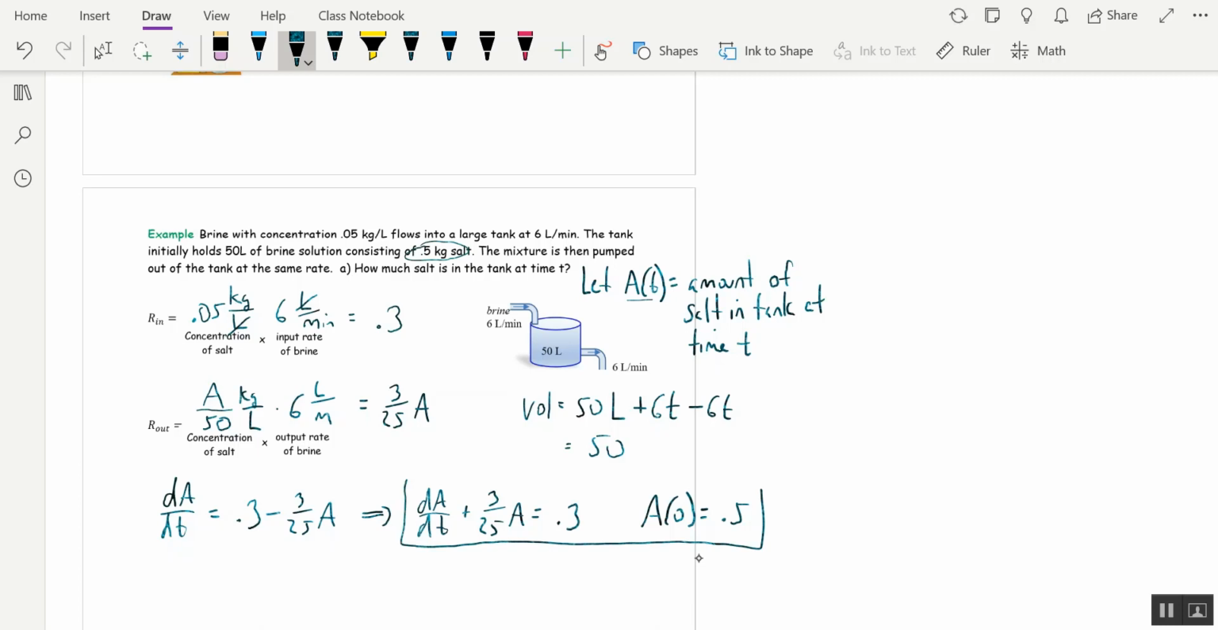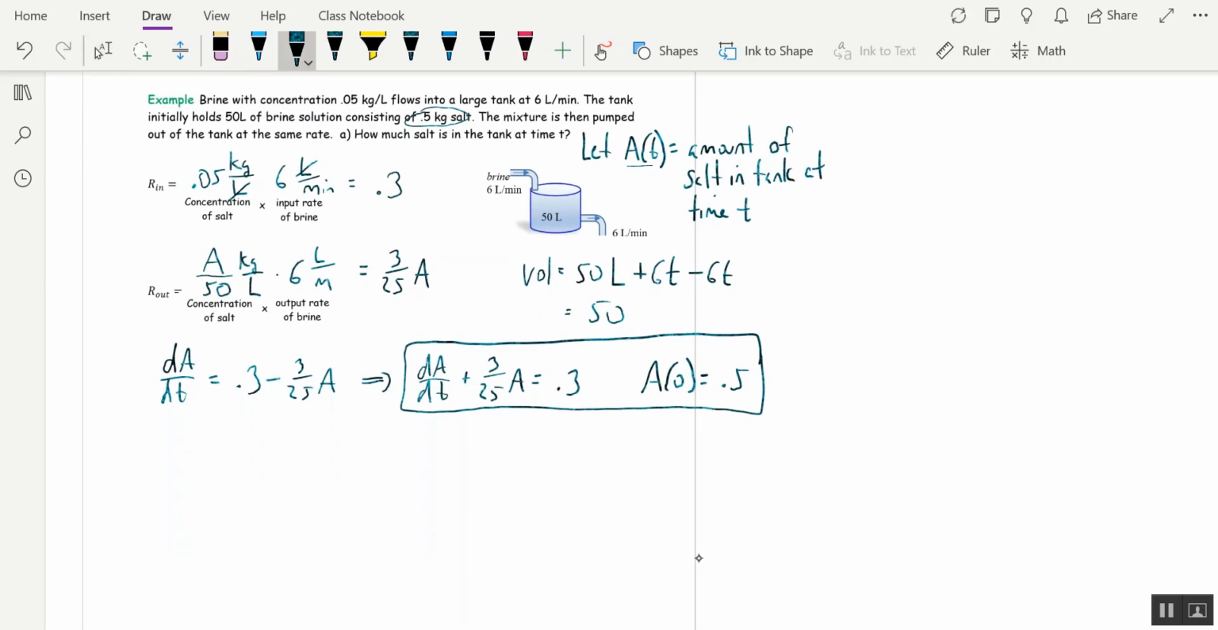It's an initial value problem, and we want to solve it to find out how much salt is in the tank at any time. So I'm going to solve this as a linear differential equation. My P of t is 3/25, and my Q of t is 0.3. So the first thing we need is an integrating factor. Mu is e to the integral of 3/25 dt, which is e to the 3/25 t.